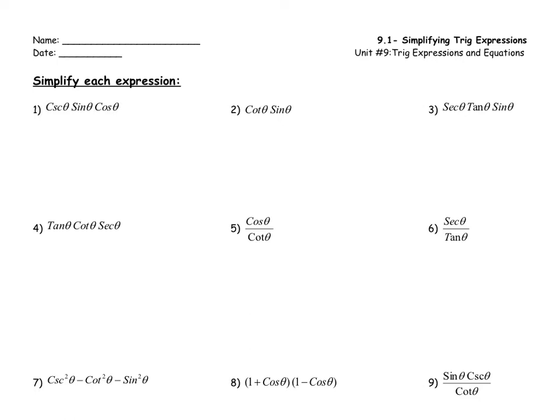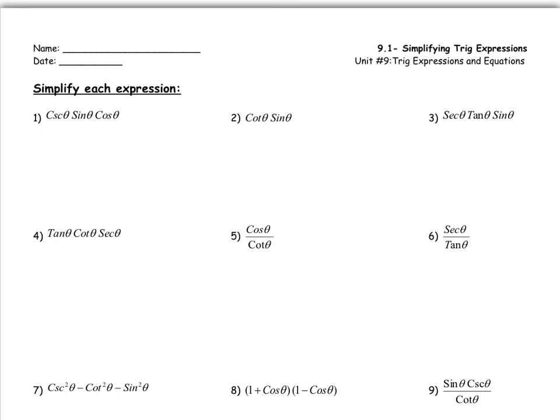Okay, so number 1, cosecant, sine, and cosine. It's multiplication because there's no addition sign or anything next to it. So it's just going to be 1 over sine theta times sine theta times cosine theta. Now sine and cosine we just leave, so we can go ahead and put those over 1. And any top with any bottom can cancel. So my final answer is just cosine of theta.